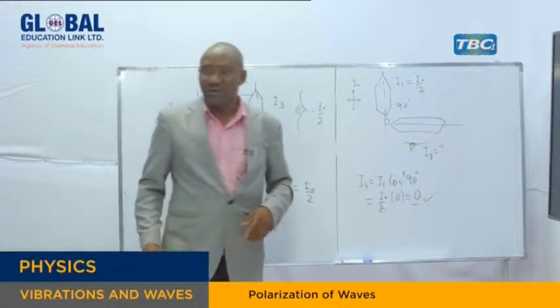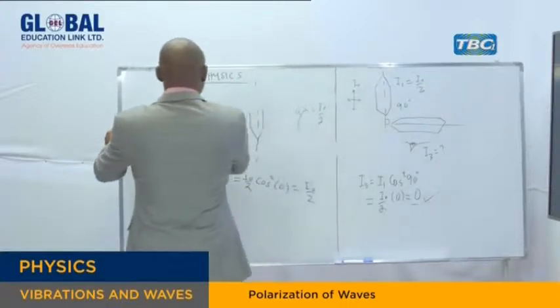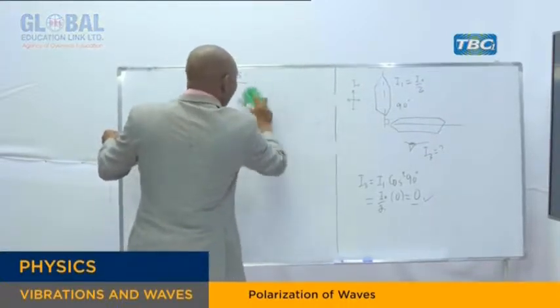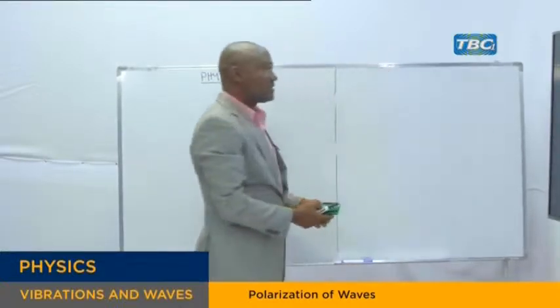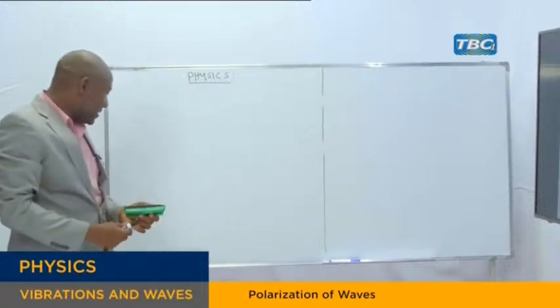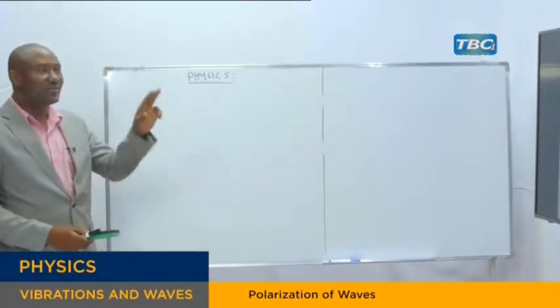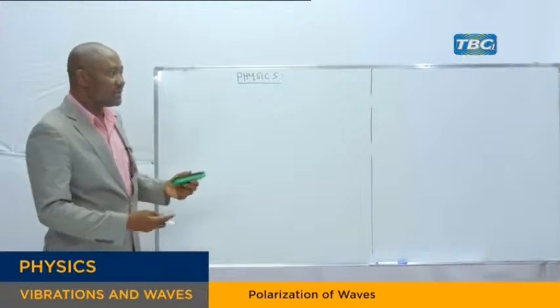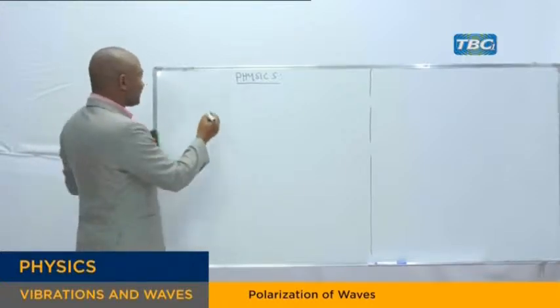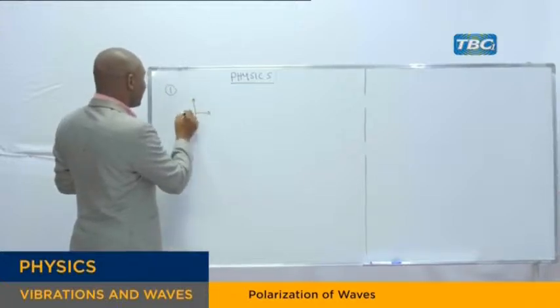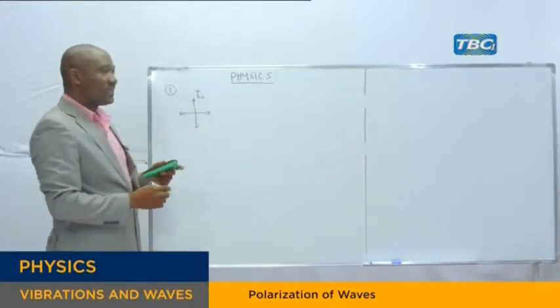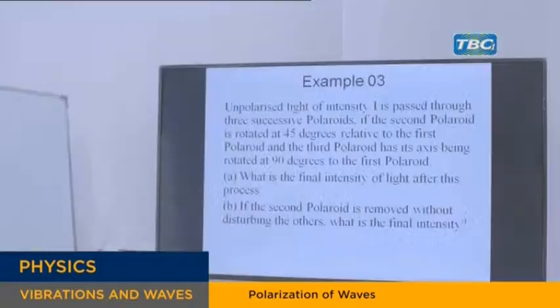Now let's see example number 1. This is not example 1, but a continuation of our previous discussion. This is example number 3. In our previous discussion we had 2 examples. Number 3 is talking about unpolarized light. The symbol for unpolarized light is this one. Intensity is given as I. It passes through 3 successive polarizers. There are 3. How are they arranged?